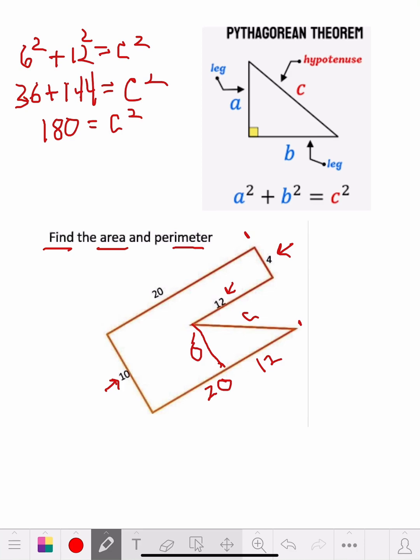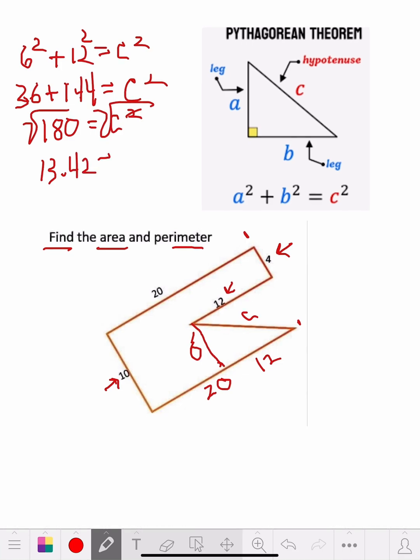So let's get my calculator out. 180, because what I've got to do now is take the square root of both sides. That will solve for c. So the square root of 180 is 13 point, I'm going to round this off, 13.42, equals c. So hey, that's 13.42.